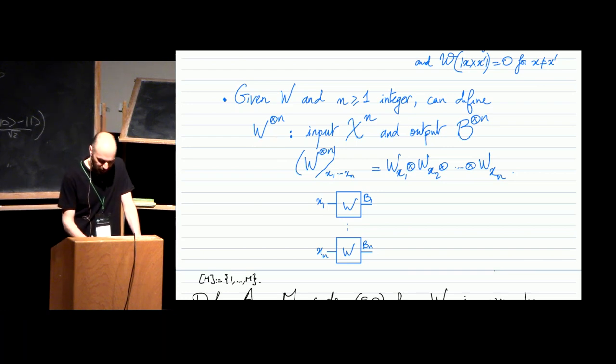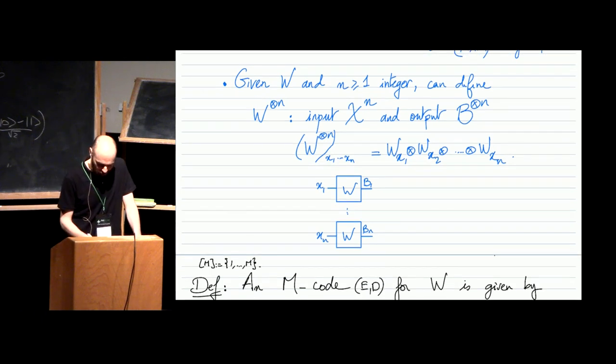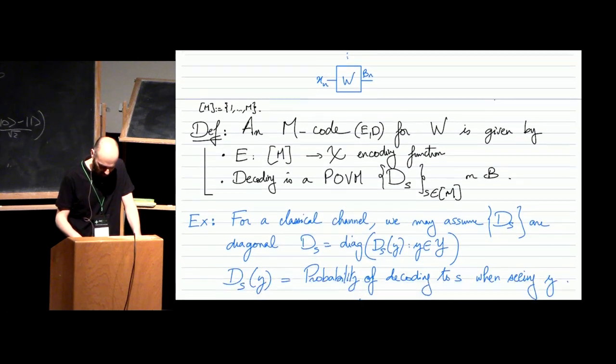I mean that the input is the Cartesian product of the input set, so the script X to the power n, and the output Hilbert space is the tensor product of the output Hilbert space. And for an input x1 to xn, so a tuple of inputs, the output density operator will be the corresponding tensor product. Okay, good. So I hope the definition is clear.